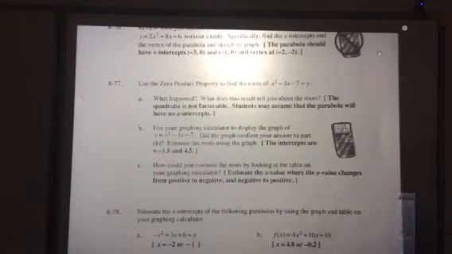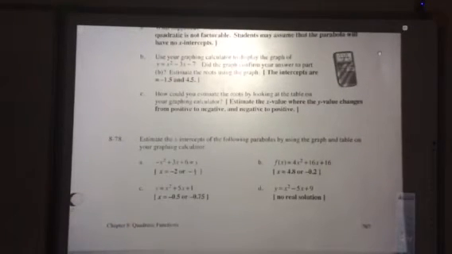Okay? And C, estimate the x value where the y value changes from positive to negative and negative to positive. So you can just look at that on your table, and also if you have a graphing calculator. So a lot of this is going to be estimation.